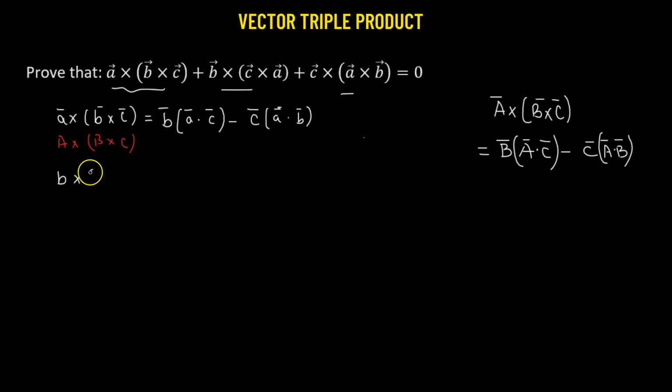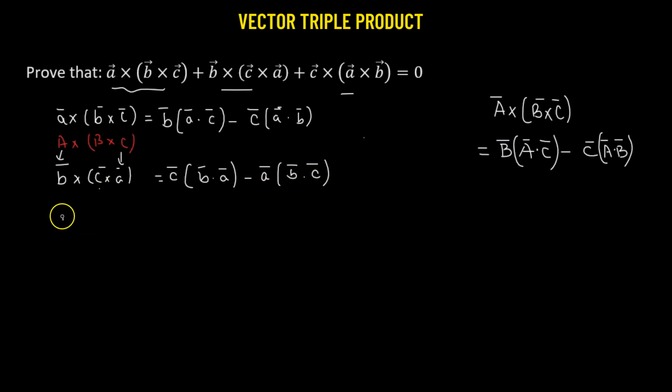However, let's look at B cross C cross A. So if we use the BAC-CAB method, this will be B. So C will come followed by A, C. So this is our A and this is our C. So we have B dotted with A minus, then we have CAB. So CAB means we have C, then A, it will be here B vector dotted with B. So B here is represented by the vector C.